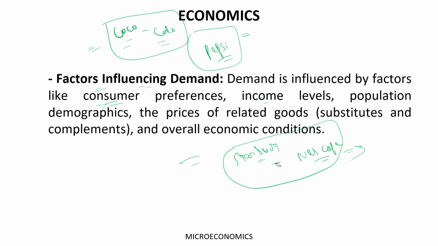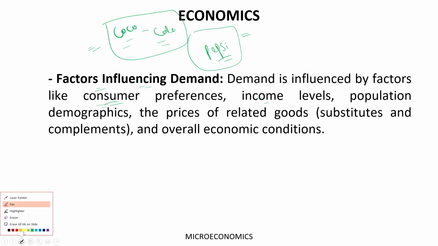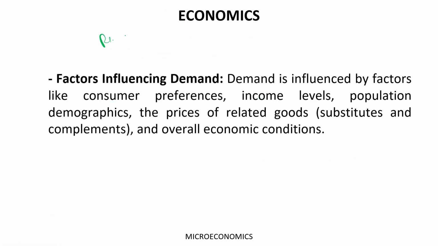Second is income levels. Okay. So in income levels, now you can understand, if you have an income of rupees 100, now you can buy 4 items, 25, 25, 25 and 25. Okay. But if your income level decreases, then you can only buy 2 items. Like now your income is rupees 50, then only 2 items of 25 could be bought by you. Okay. So that's how the income level affects.